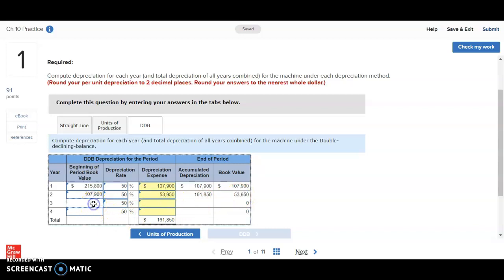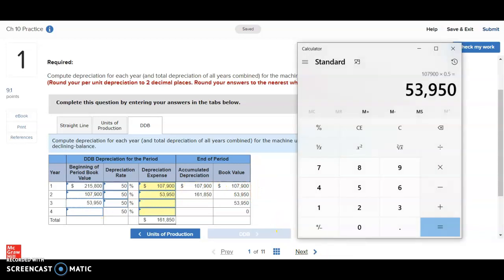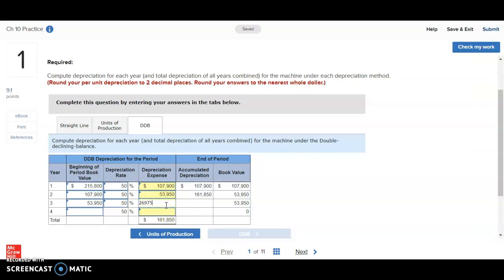We're going to enter that in as our beginning period for year 3, $53,950, and we're then going to depreciate 50% of that. That's going to be $26,975, and that gives us a total accumulated depreciation of $188,825. That comes from adding these 3 numbers of depreciation expense all together. That gives us the total amount we've accumulated for depreciation. Our book value decreases by the amount that we depreciated. So we had a book value of $53,950. We depreciated $26,975. That brought us down to $26,975.